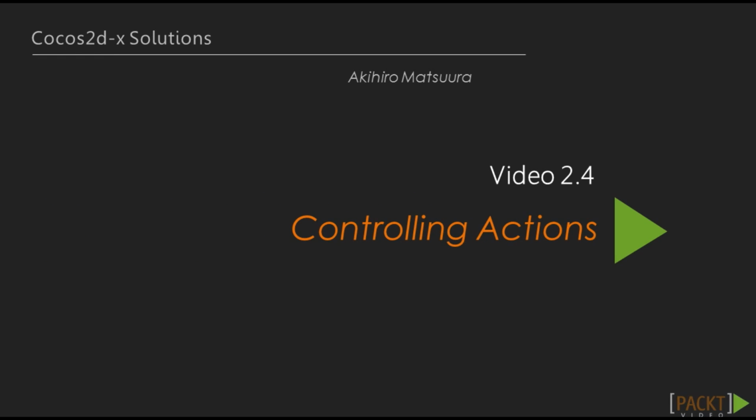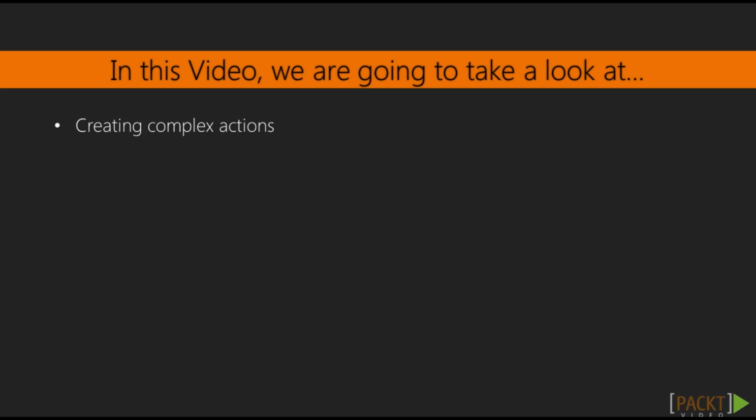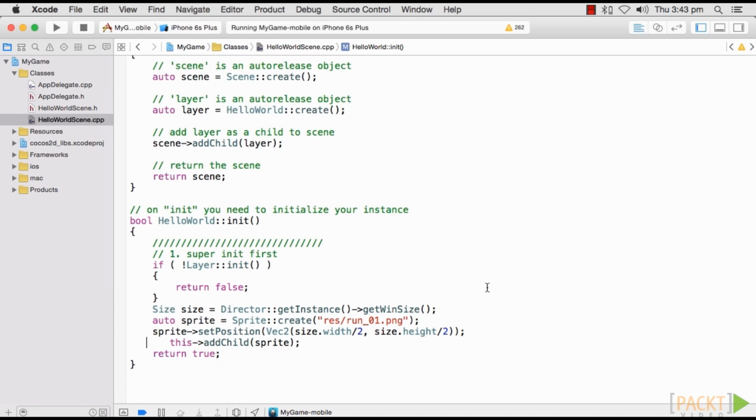This is video 2.4, Controlling Actions. In the previous video, we learned some of the basic actions. However, you may want to use more complex actions. For example, rotating a character while moving or moving a character after jumping. In this video, you will learn how to control complex actions. The first step, sequencing actions.